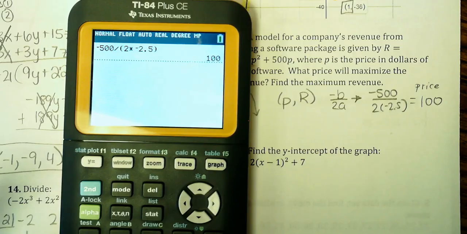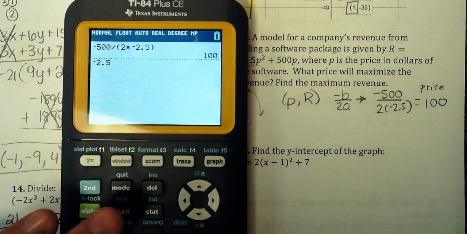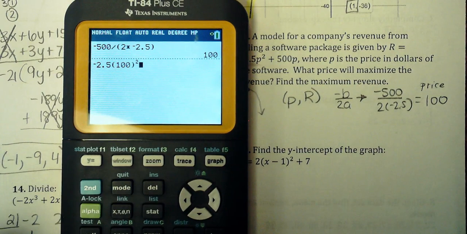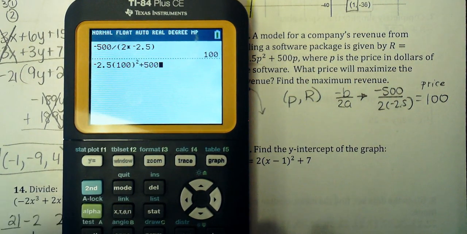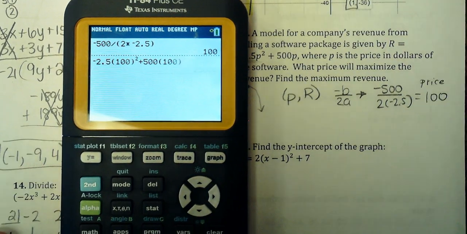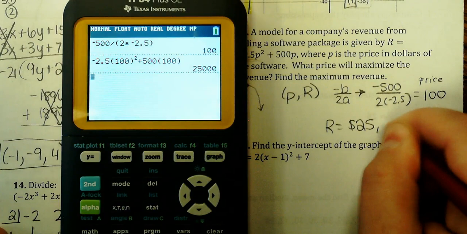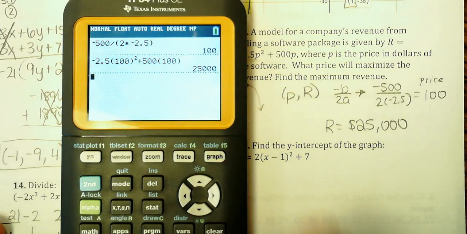That's going to be your price. And then for your revenue, we're just going to plug it into the formula. So negative 2.5 times 100 squared, and then plus 500 times 100. Whoops. Just plugging that price in. And your revenue here is going to be 25,000 for that question.